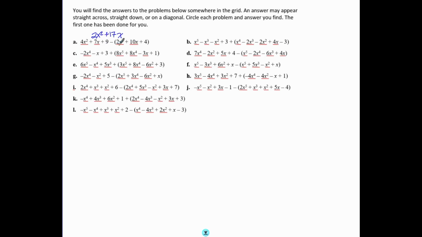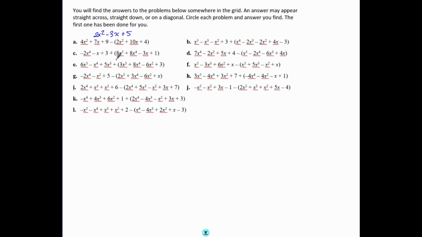And then I made a mistake. So 4x squared minus 2x squared, that's going to be 2x squared. And then 7x minus 10x, that's going to be negative 3x. And then 9 minus 4, that's going to be positive 5. So we have those three. We want basically to see this in a row on your polynomial search. So just look for that down below.